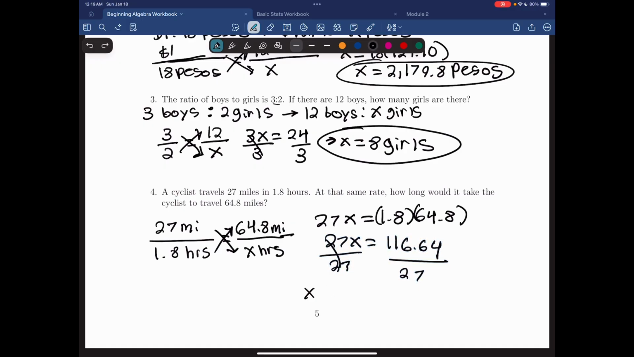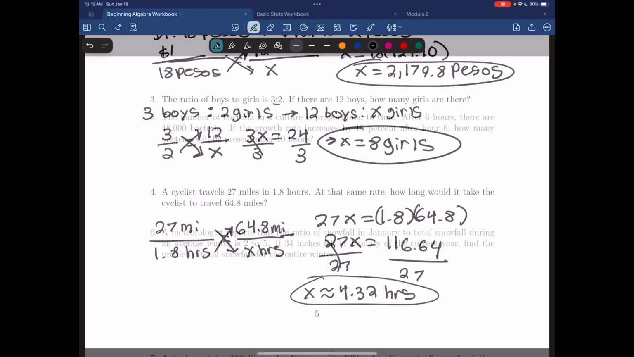here, let me write my approximation sign better. This is what approximately looks like. X approximately is 4.32 hours. So it'll take the cyclist approximately 4.32 hours.